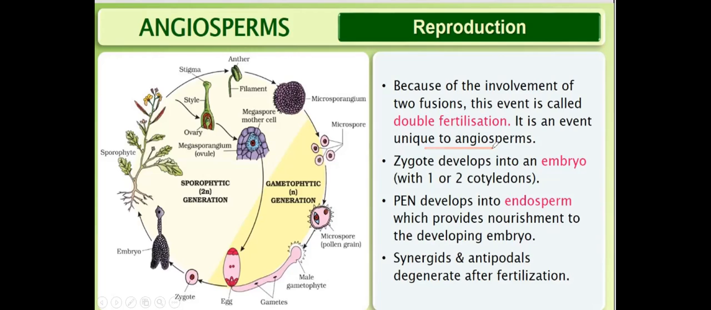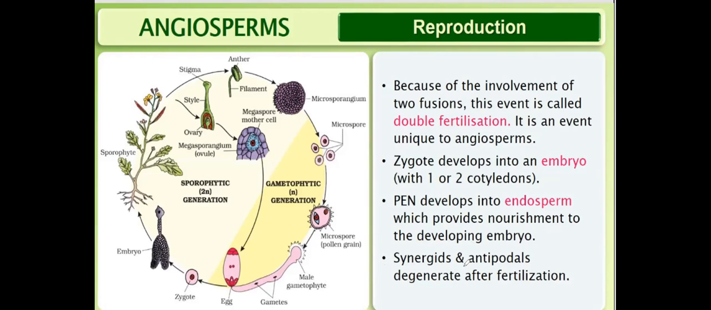This phenomenon is not reported in thallophytes, bryophytes, pteridophytes, and gymnosperms. So double fertilization is unique to what? Angiosperms. Then the zygote develops into an embryo with one or two cotyledons, and the primary endosperm nucleus develops into endosperm, which provides nourishment to the developing embryo. The PEN, the primary endosperm nucleus, develops into endosperm.